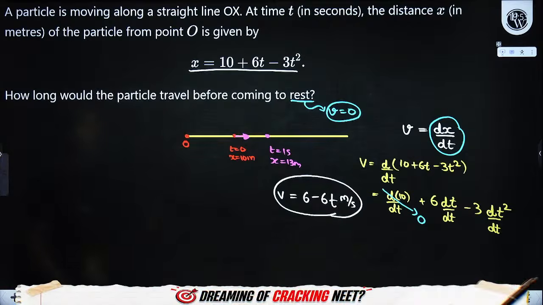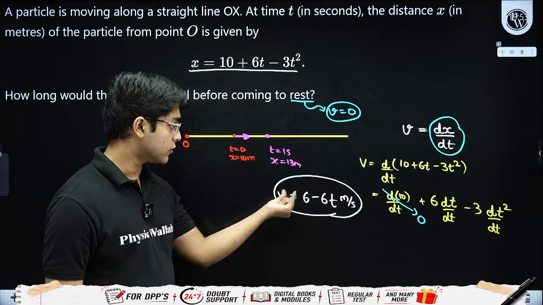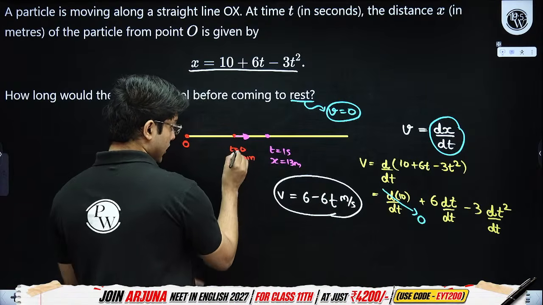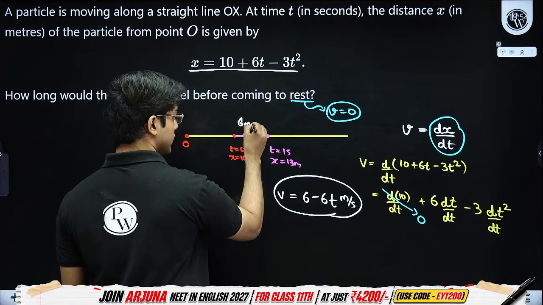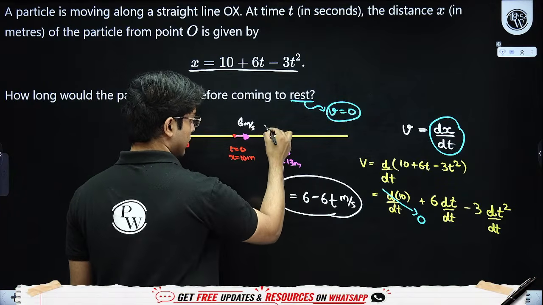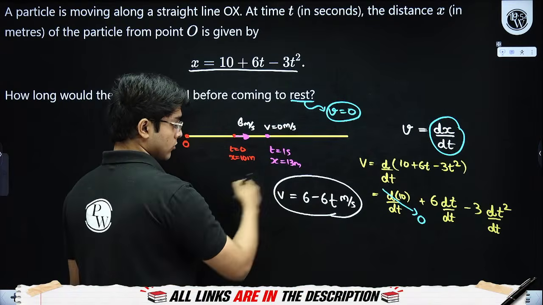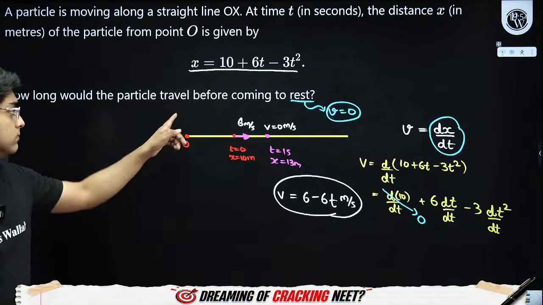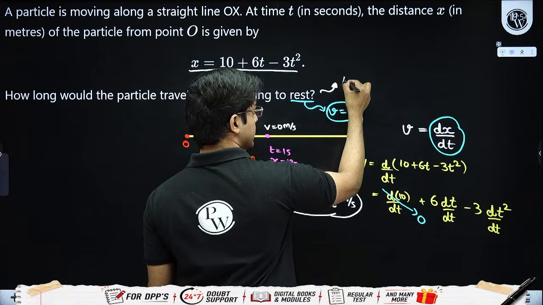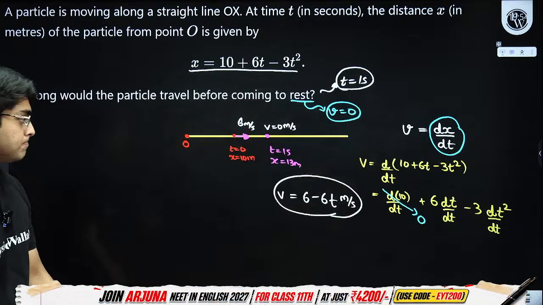Now what we need is, if you put different values of t, you will get different values of the speed. At t equal to 0, you get 6 meters per second. So at the start, the speed is 6 meters per second. At 1 second, if you put it, it is at rest. That is what we wanted also: when is the particle coming to rest? The answer is, it comes to rest at 1 second.